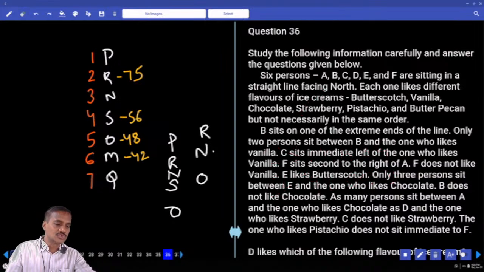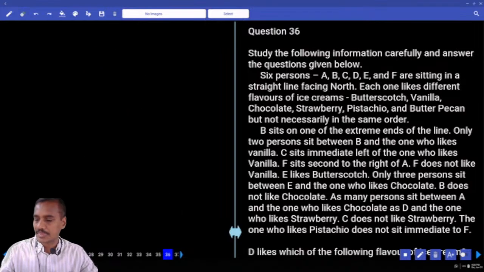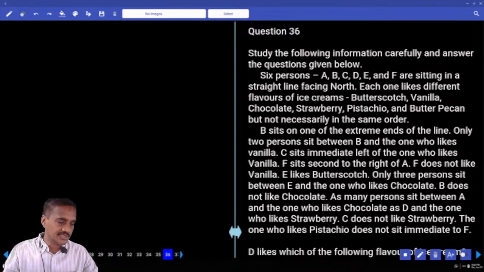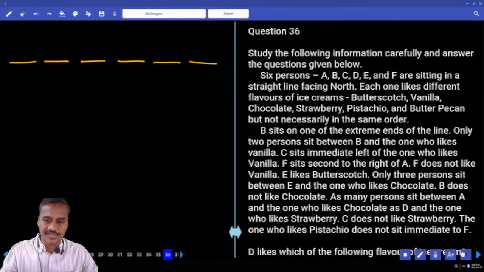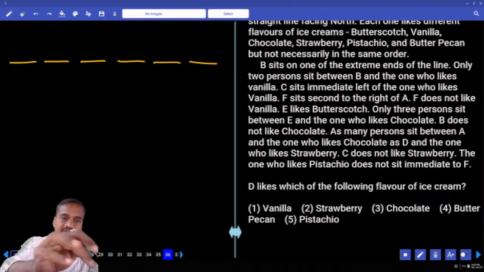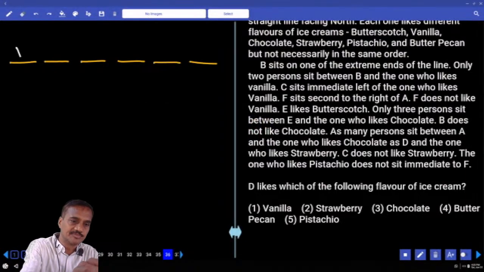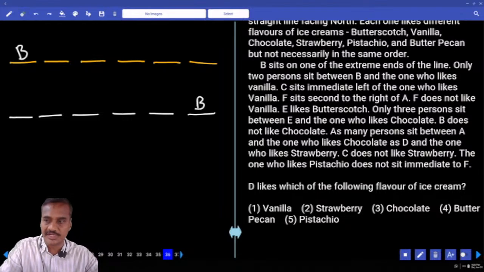The next one, 36 to 40. Now here in this one, 6 persons are standing in a straight line. Now 6 persons seated in a row, facing towards north. And each one of them likes different flavors of ice creams. Now one parameter is given. B sits at one of the extremes of the line. B can be at the left extreme or the right extreme. Now B is at the right extreme.